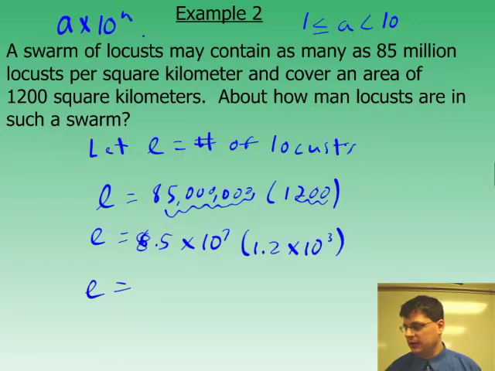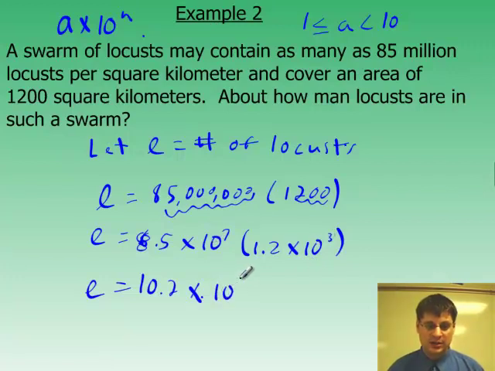And now I'm just going to multiply these together. So I'd multiply the a values together, and that's going to give me 10.2. So 10.2 times, and then I'm just going to multiply 10 to the 7th with 10 to the third. So remember, we add the exponents because we have 7 tens here plus 3 tens gives us a total of 10 tens. So 10 to the 10th.